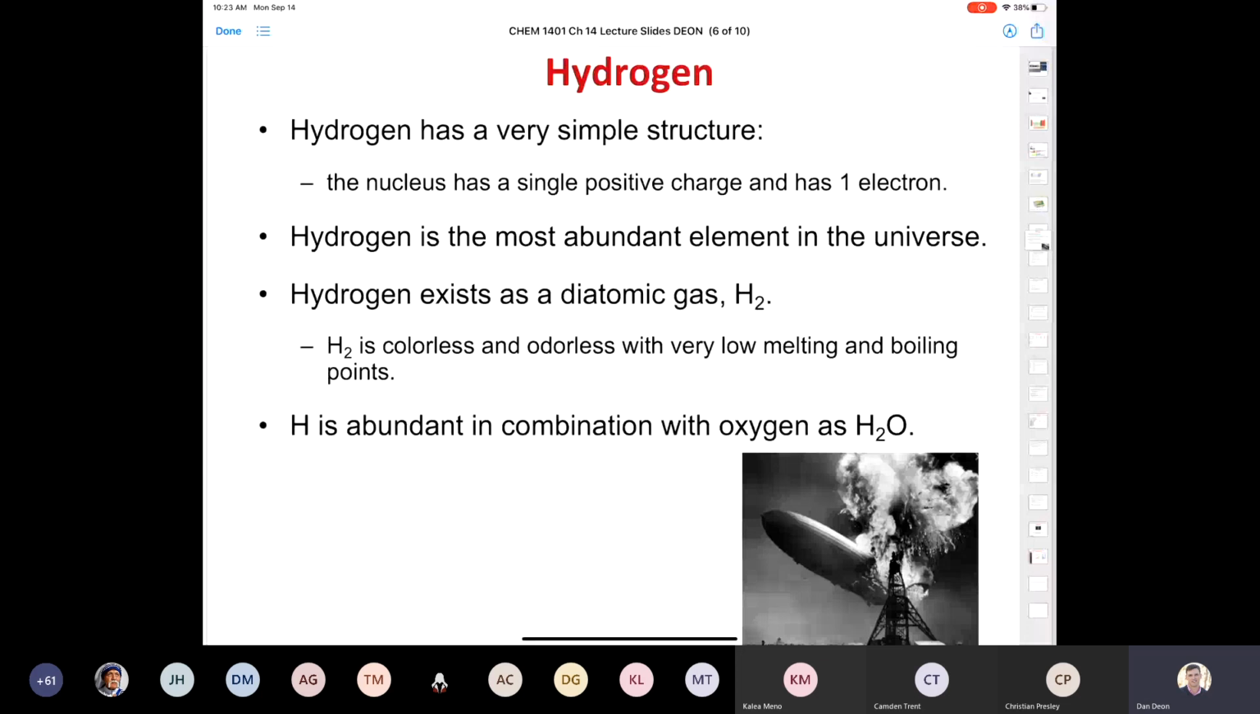What else? Hydrogen is a diatomic molecule. Okay, we've learned about the diatomic molecules. It's colorless, odorless, with a very low melting and boiling point.